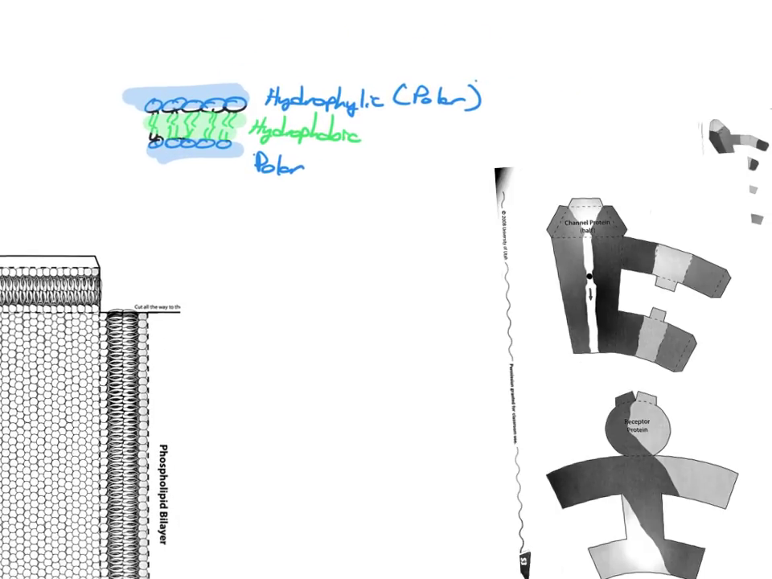So this polar, hydrophilic, sorry. And we went into how philic means love, and hydro means water, and phobic means fear of, and hydro means water, and we talked about all that. I'm not going to go into that again.